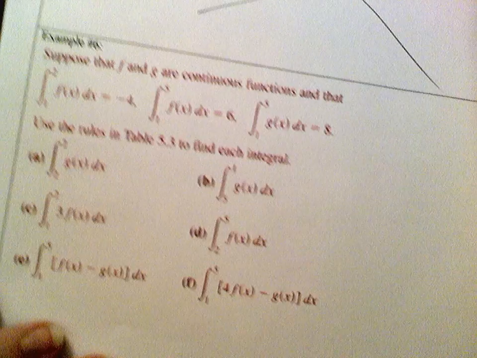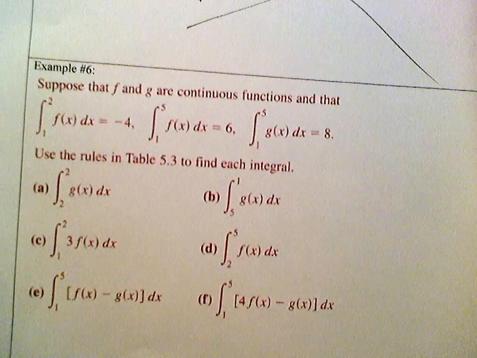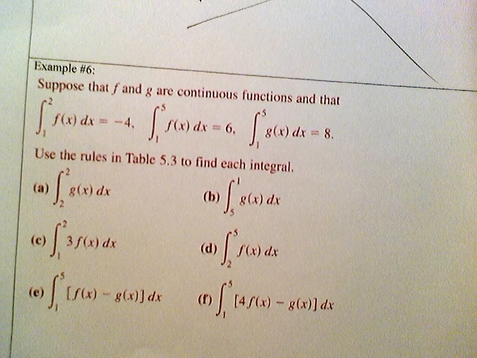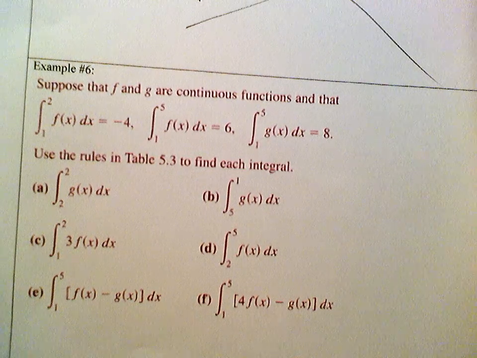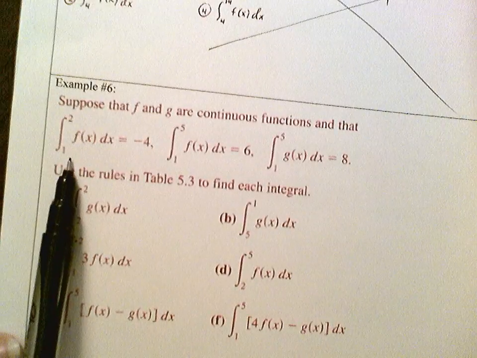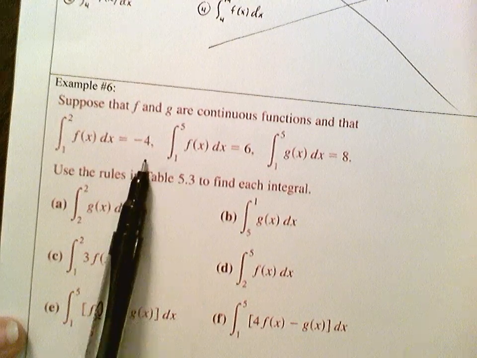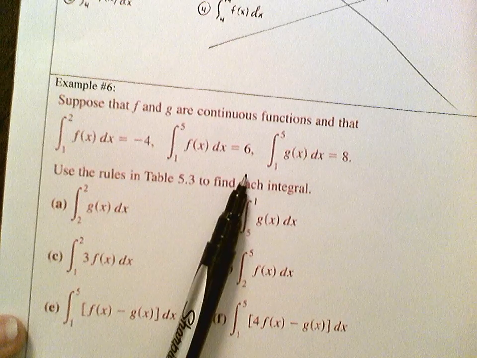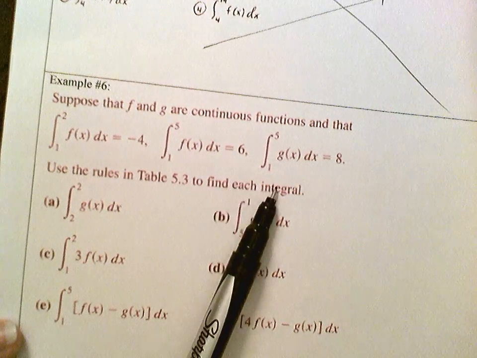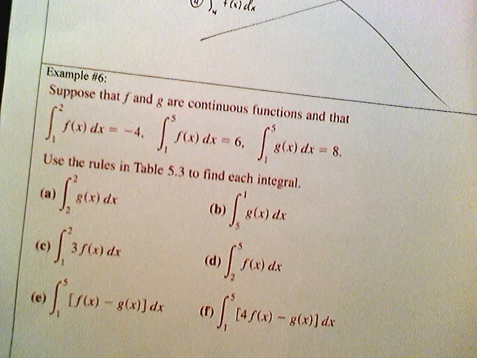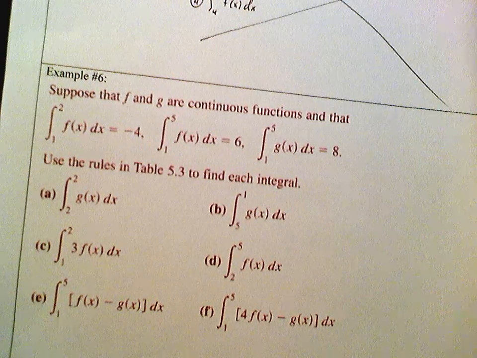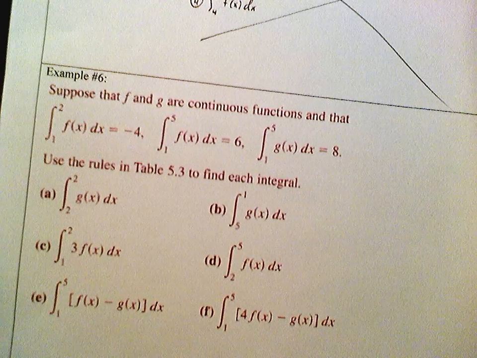We'll talk tomorrow about why that's important. But there's no holes, there's no gaps. It's a completely smooth curve. And suppose that the integral from 1 to 2 of f of x equals negative 4, and the integral from 1 to 5 of f of x equals 6, and the integral from 1 to 5 of g of x equals 8. Use the rules in the table that was at the front to find each integral.